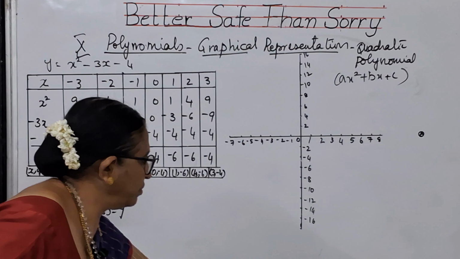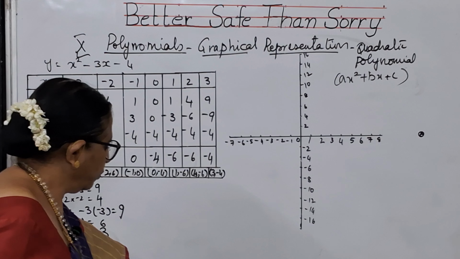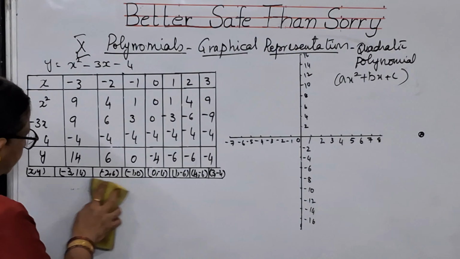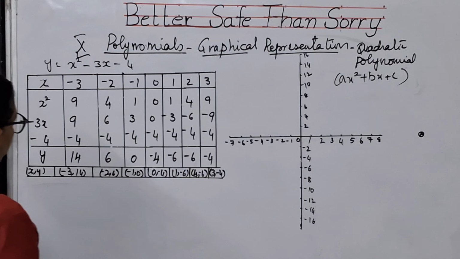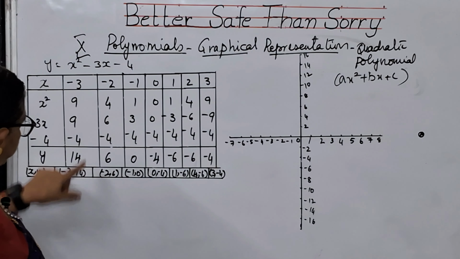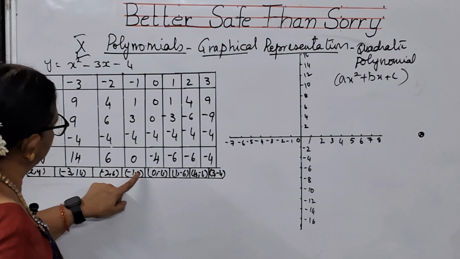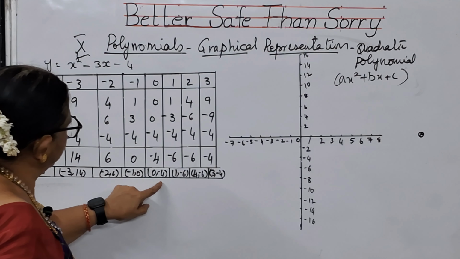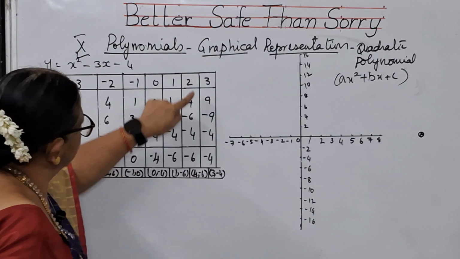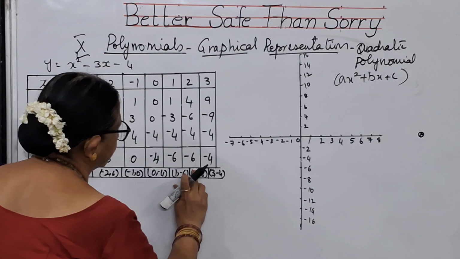So I hope you have understood, children. We have got those values under y. So you have to take the ordered pairs as x is equal to minus 3, y is equal to 14. Minus 2, 6. Minus 1, 0. 0, minus 4. 1, minus 6. 2, minus 6. And then here 2, minus 6.